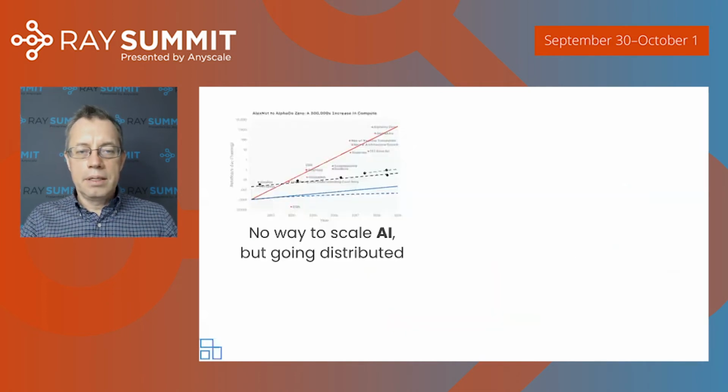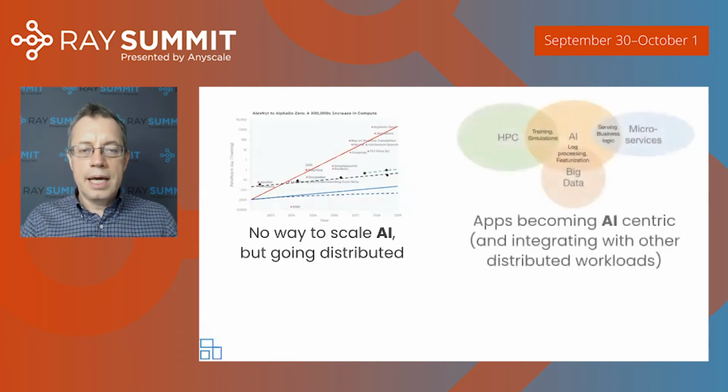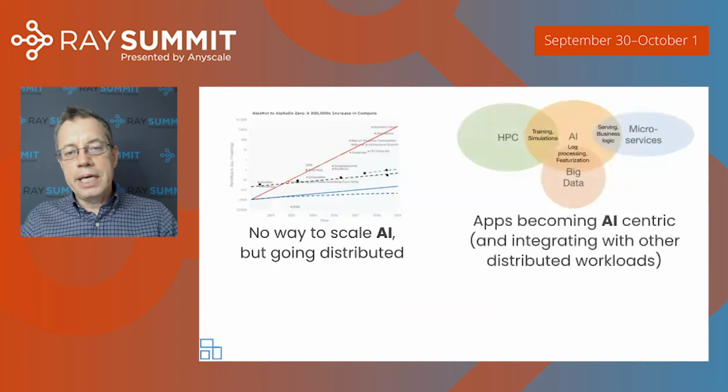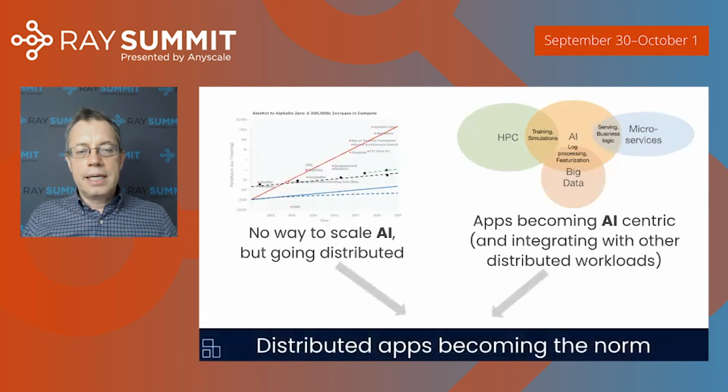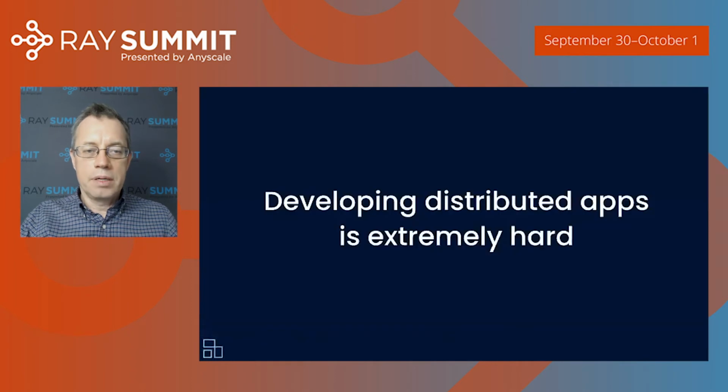In summary, on one hand, the demands of AI applications are growing much faster than the capabilities of a single processor or a single machine. On the other hand, virtually any application is becoming AI-centric, and these applications are more and more integrating AI with other distributed workloads. We believe that these trends together will soon make distributed applications the norm rather than the exception.